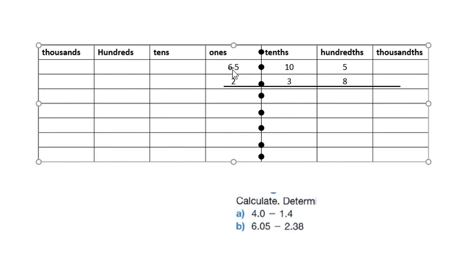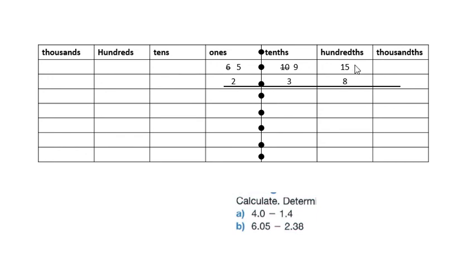Let's do that now. So I've regrouped it. There used to be 6 ones, but now there are 5 ones and 10 tenths. We have to take one of these 10 tenths and bring it over to the hundredths column. Let's do that now. I have regrouped one of my tenths, where we used to have 10 tenths. Now we have 9 tenths. And I brought that 1 tenth over to my hundredths. So where I used to have 5 hundredths, I now have 15 hundredths.